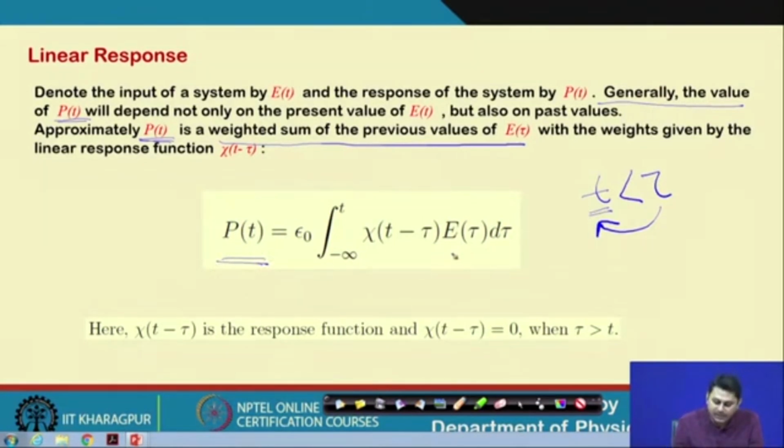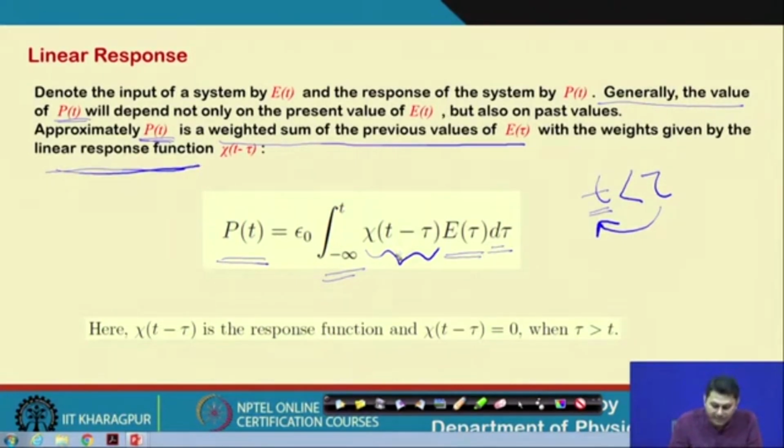So, that means E(t) is something here, E(tau) is something here, then I will add up all the E(tau) dtau, that dtau is the time span, and this is from minus infinity to t, t is the present time and minus infinity is the time long back. This is a general formalism. And then there is a term here, chi(t minus tau), this is the weightage factor or the response factor.